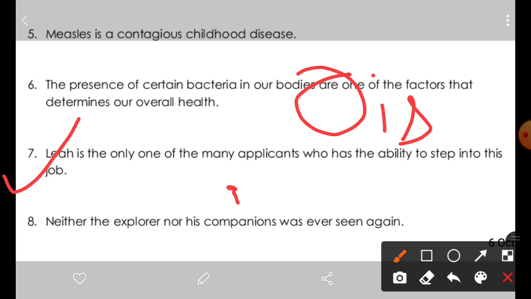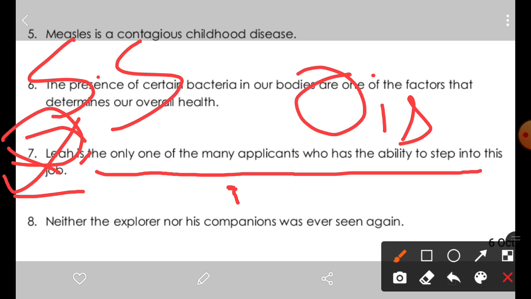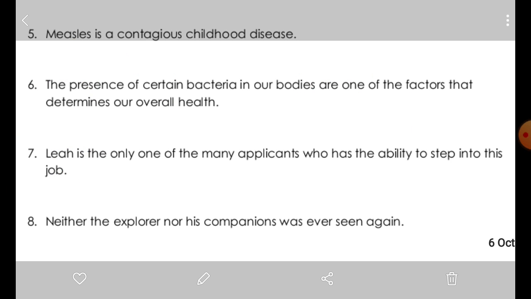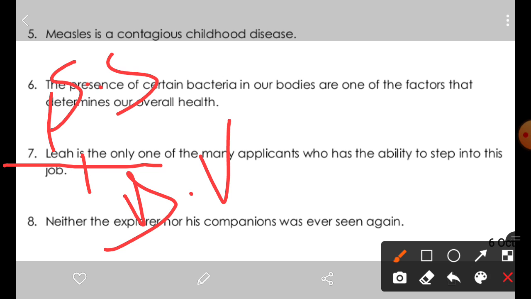Now let's move to sentence number 7. See what is written here. Lech is the only one of the many applicants who has the ability to step into the job. So Lech is the name. We are talking about a subject, so it is a singular subject, a singular name, Lech. Then after Lech there is a verb is. Let me show you clearly. Now you can see Lech is. Here Lech is your singular subject, and is is your singular verb.